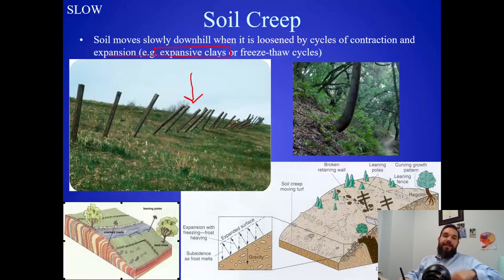Another really telltale sign of soil creep is this. When you get these J-shaped curved trunks on trees on hillsides, it's a very clear and reliable indication of soil creep. The trees are bent because they keep leaning over and then trying to right themselves up. So they lean over and they try to right themselves again, and they end up with that bent trunk.